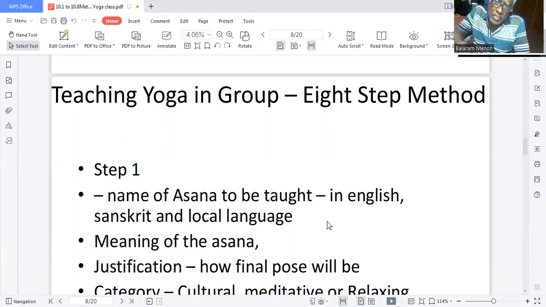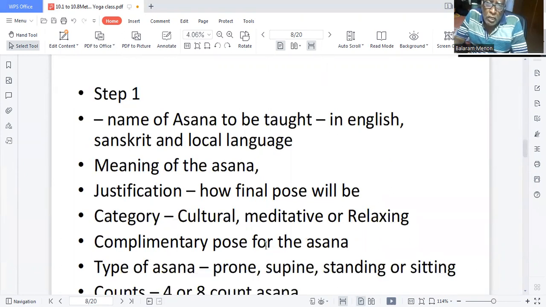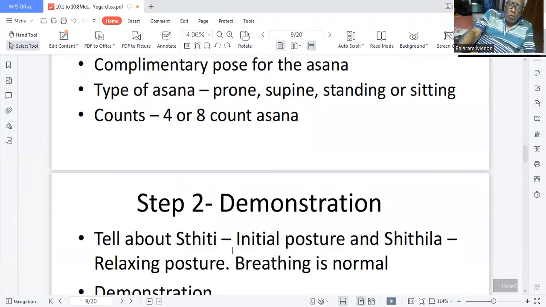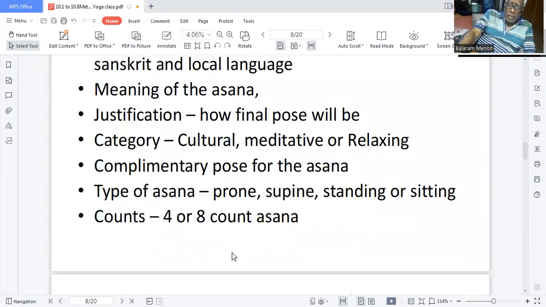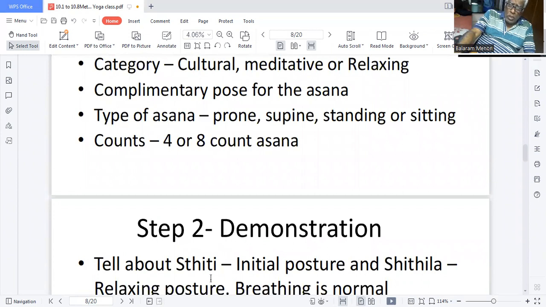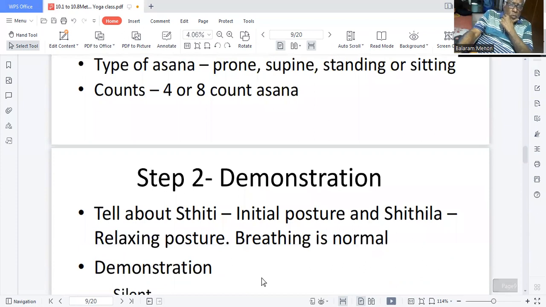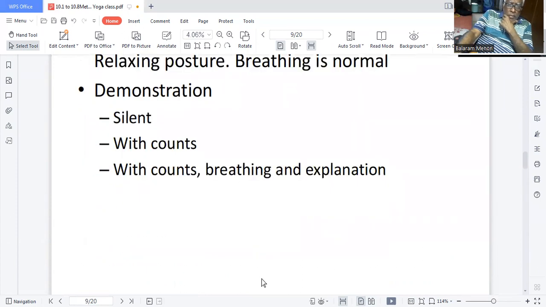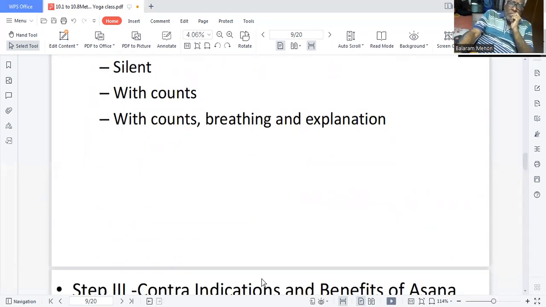Meaning of the asana, justification, how the final pose will be attained, category: cultural, meditative or relaxation, complementary pose for the asana, type of asana: prone, supine, standing or sitting, count 4 or 8 count of the asana. That is step 1, name of the asana and its details. Step 2 is demonstration: tell about the sthiti, the initial posture and the shithila relaxing posture. Breathing is normal, silent demonstration, then demonstration with counts and breathing, and explanation. Very well explained in our book. If you refer to our textbook, it is explained in detail in sentence form.